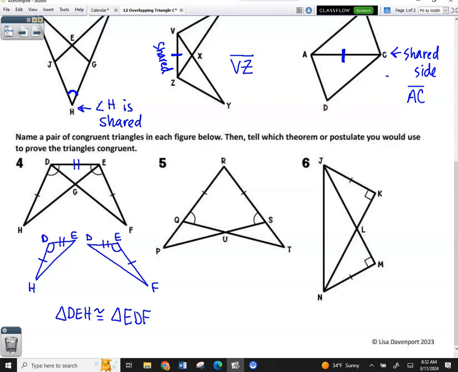Now what's our shortcut that we could use? Go back to your picture, look at your markings. We got side, side, side, side, angle, angle, side, hypotenuse, leg. This would be a side, angle, side problem. By side, angle, side.